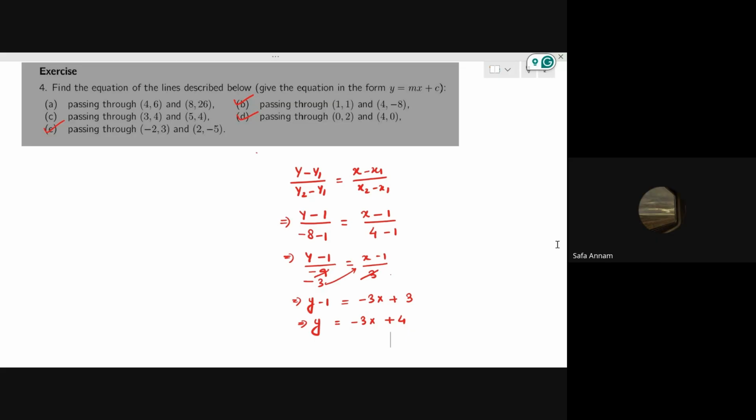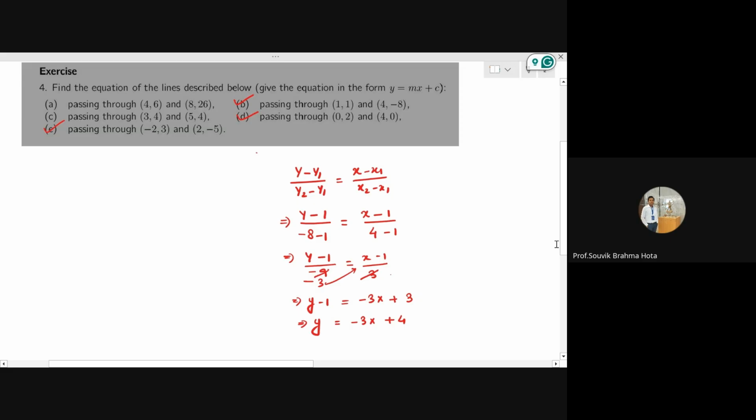Sir, I am getting y equal to minus 2x minus 1. Minus 2x minus 1. Minus 2x minus 1. Check. Minus 2x minus 1. Correct.